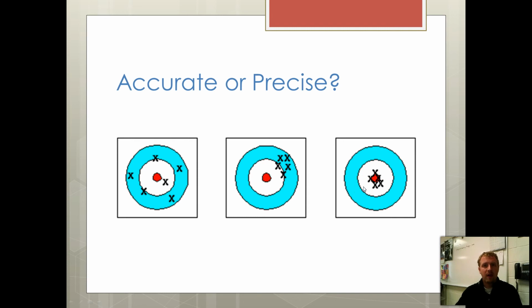In your note packet, you should have a really nice diagram of this in the back, and in that diagram, you'll have 4 targets that really display accuracy, precision, both and neither. Okay, and you're going to want to look at that for your homework tonight.